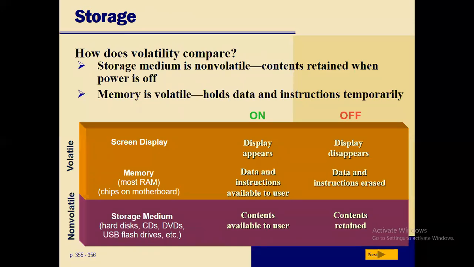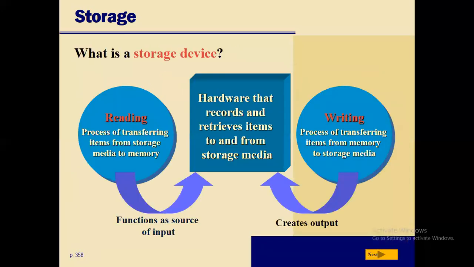As we discussed earlier, memory is volatile and holds information on a temporary basis. The other side is storage, which is non-volatile, and its contents are retained when power is shut down. So this is a comparison between volatile and non-volatile.